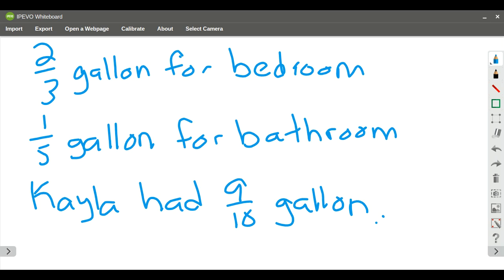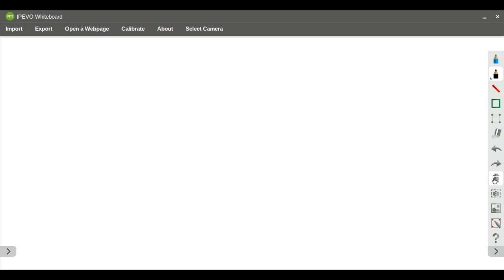So the first thing that we need to look at is what we need to find. And so we need to first find the total amount of paint that Kayla used. So Kayla used 2/3 of a gallon plus 1/5 of a gallon. And we need to see what the value is of that. And then we need to subtract that from 9/10 of a gallon. So let me go ahead and make some workspace.